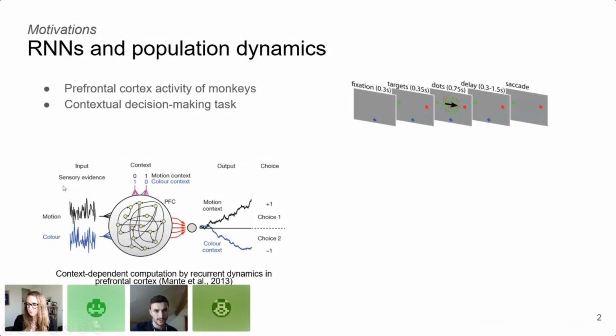So briefly, in this task, we have two different sensory modalities. We have the motion of the dots and the color of the dots. And depending on the contextual cue, it is only one of the two sensory modalities that is relevant for the current trial.